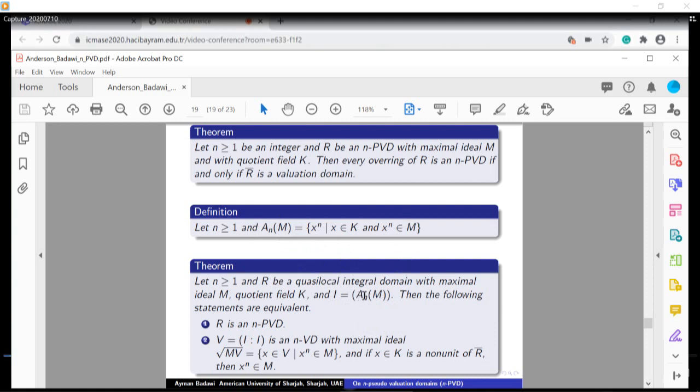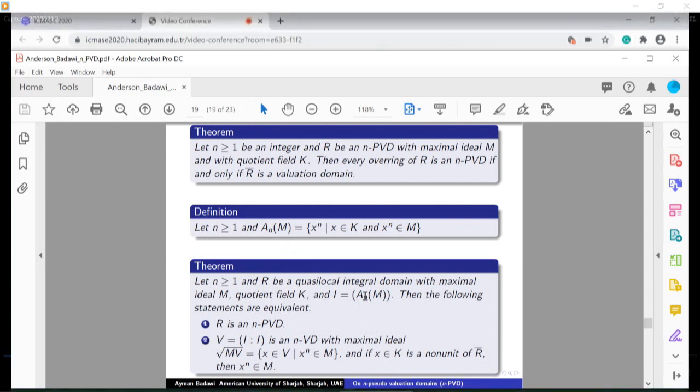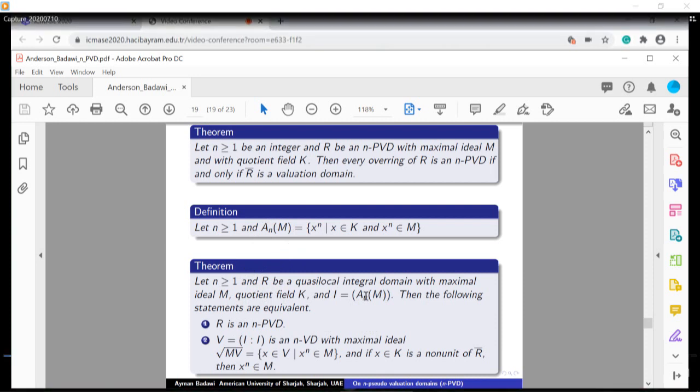Let me stop for a minute here. If you let n equal 1, then look at the definition. If n equals 1, then I is nothing but M, the maximal ideal of the integral domain R. So the interesting case is when n is not 1. And if n is not equal to 1, then I may or may not be equal to M.